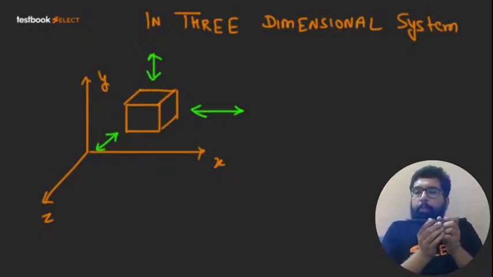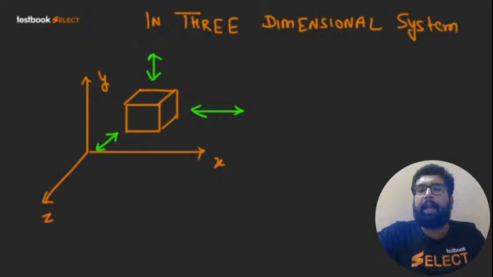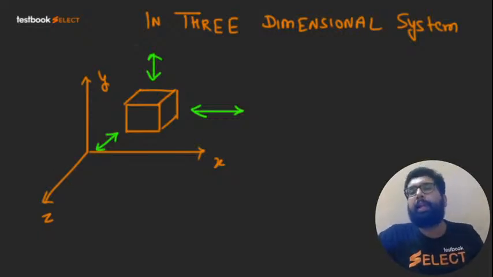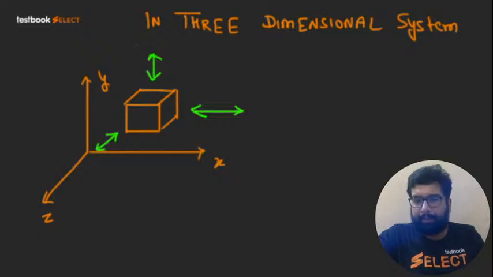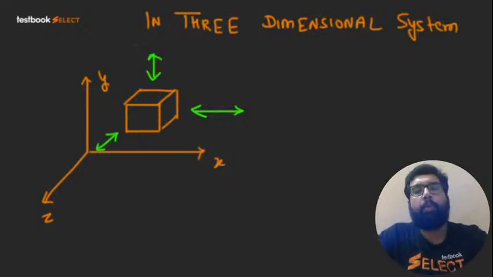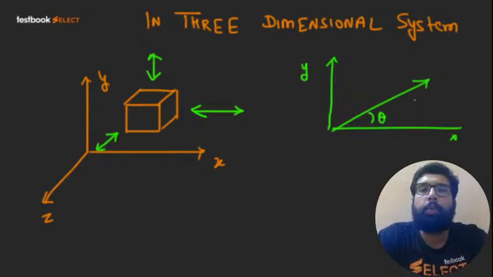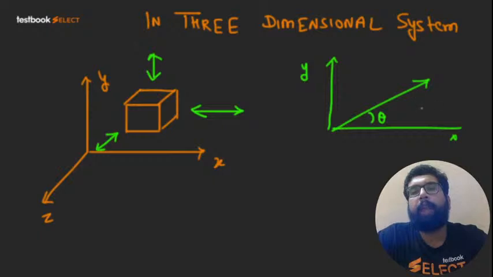Sir, why not we move it like this in an angle? So definitely we can move it at angle, but that won't be independent, because when you move something at an inclined position, let's say in xy plane, you are making this body move in this direction. Now, is this motion independent of x and y? Definitely not.